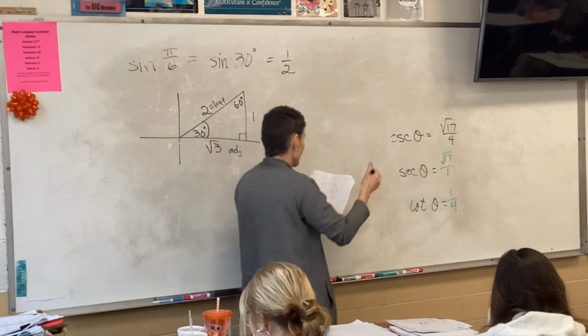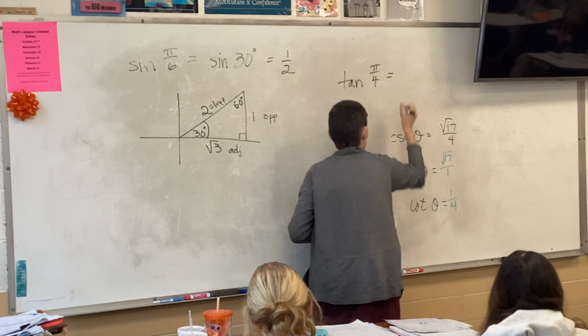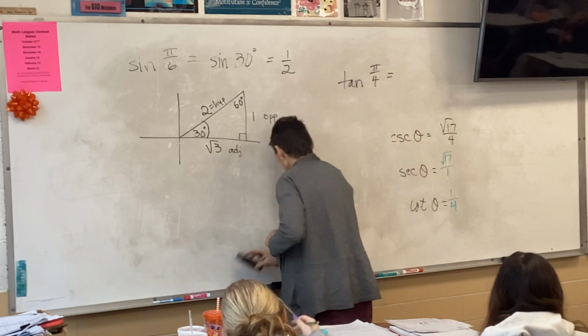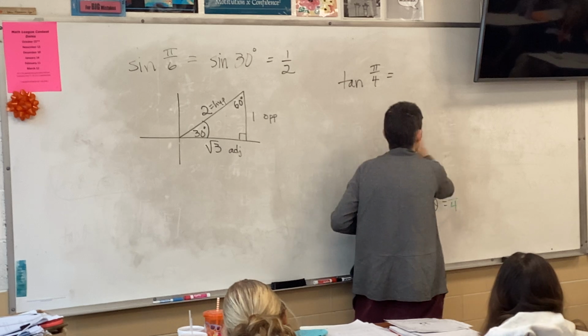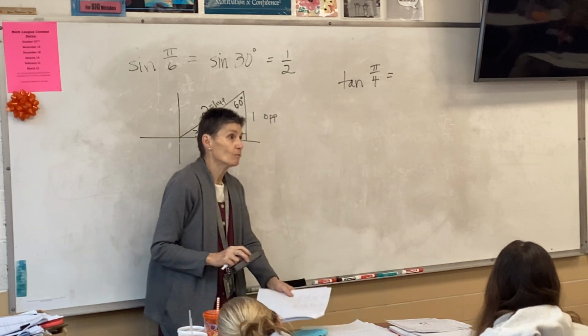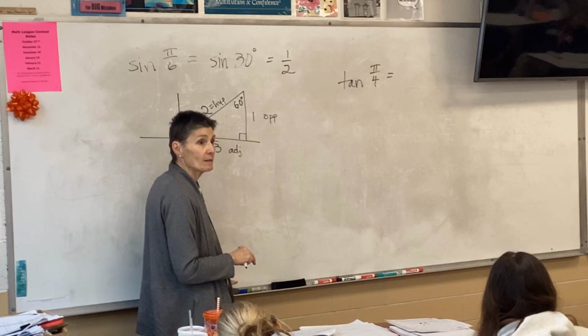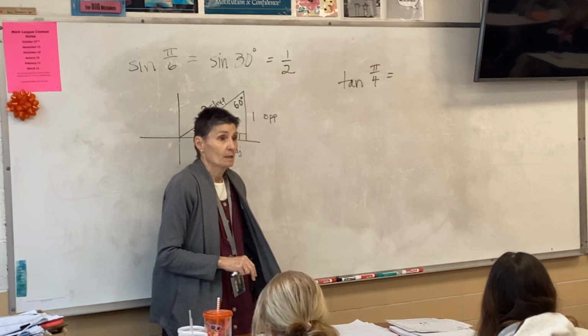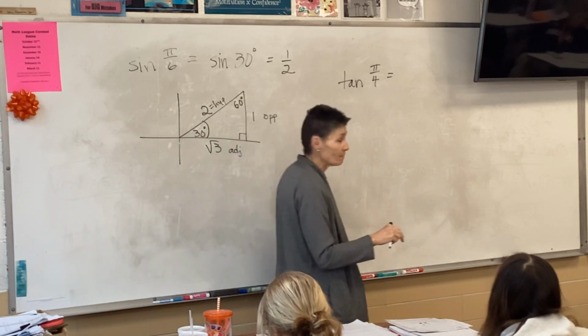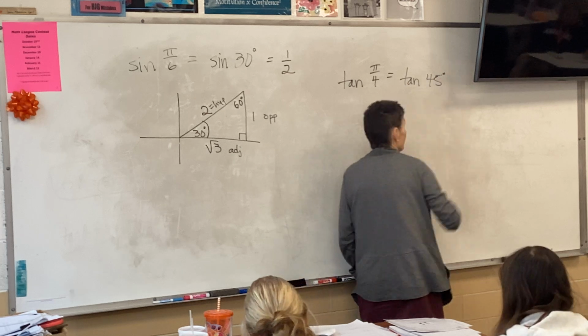All right, let's look at number 2. Tangent, pi over 4. Okay? So who remembers, what's the first thing we're probably going to want to do? Change that pi over 4 into a degree measure. So keeping in mind that pi is 180, pi over 4 will be 45. So we're going to find the tangent of 45 degrees.